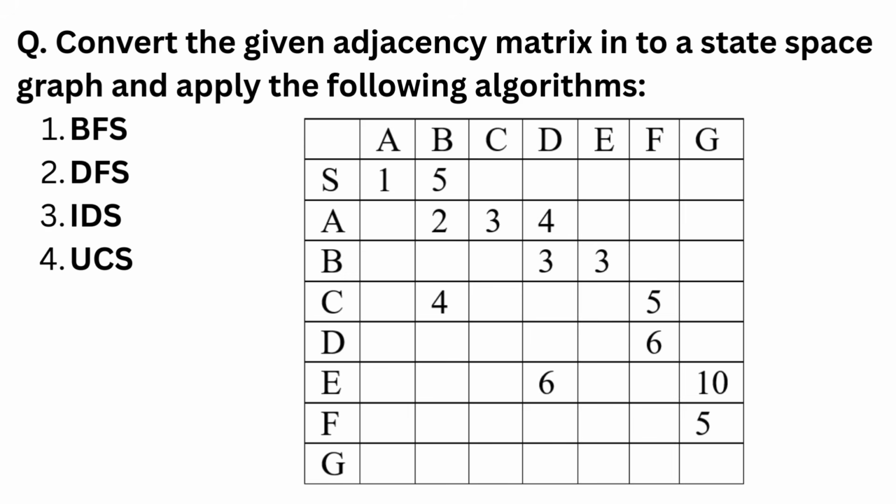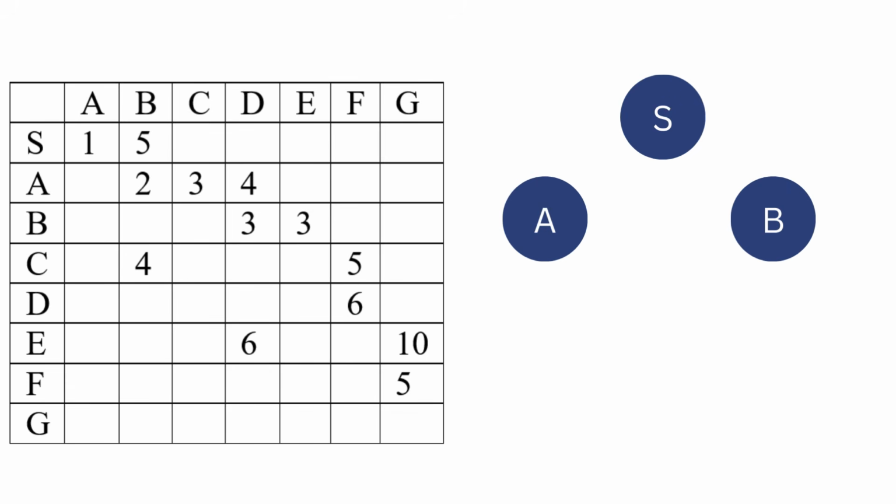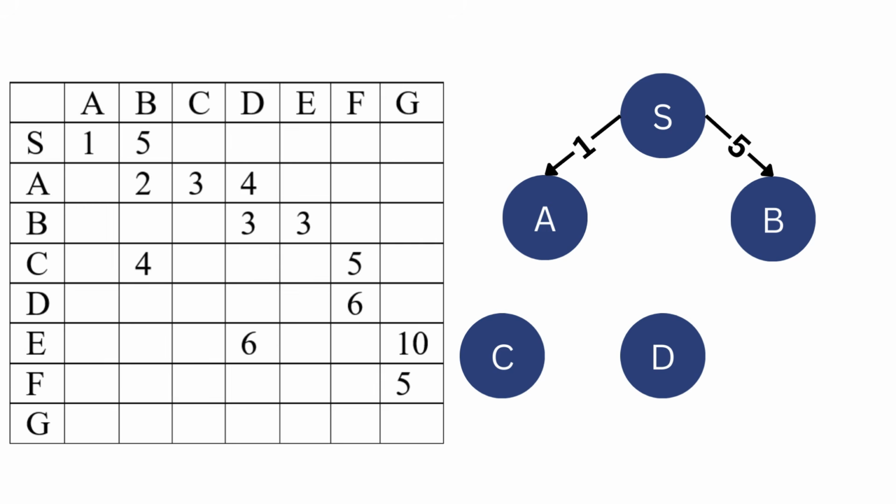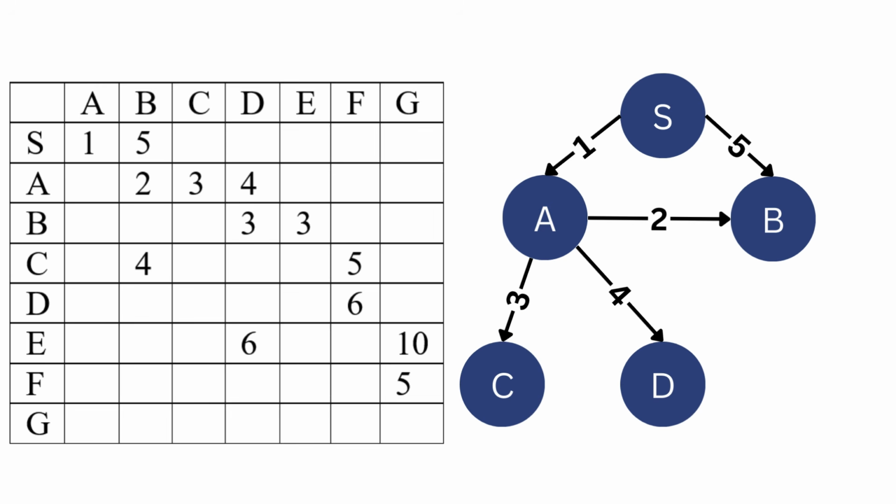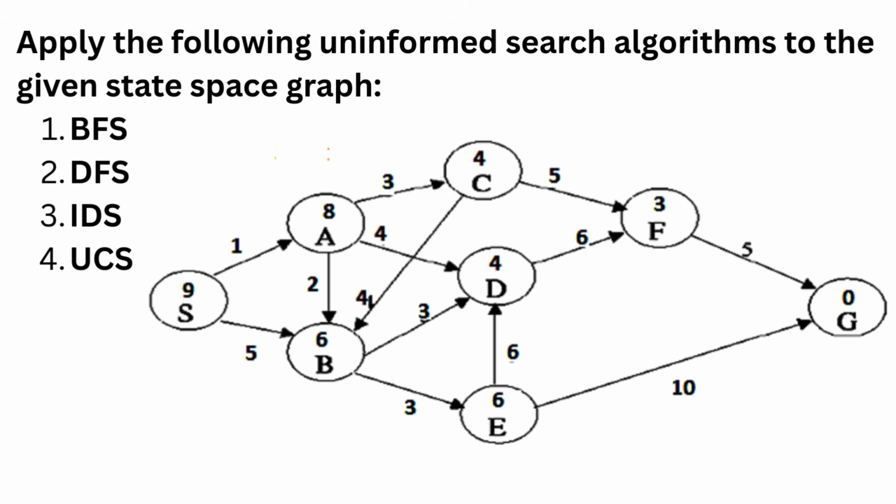So let's start with the S node. S has a connection with A and B with the weighted values of 1 and 5. So we will connect it with A and B and give them the weights. Now look at the second row in the matrix. A is connected with B, C and D with weights 2, 3 and 4. We'll make those connections and also assign the weights. We will do this for the entire graph, and finally the final graph will look like this.